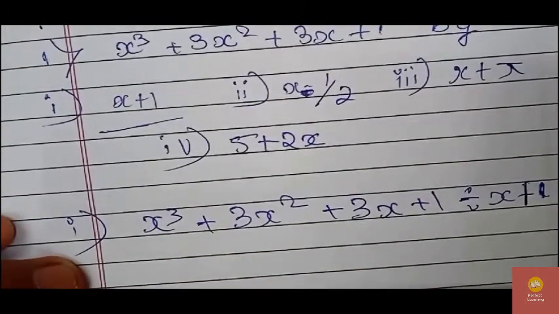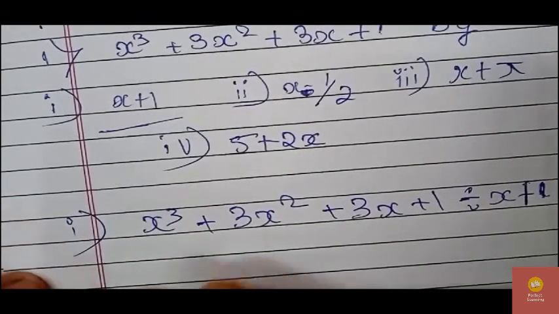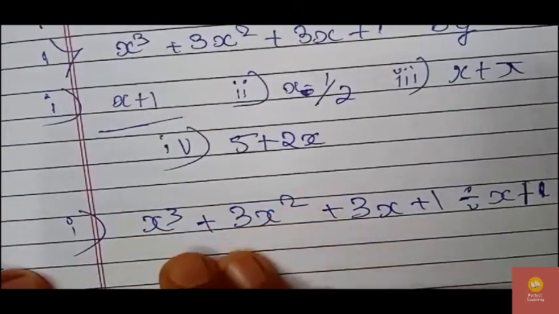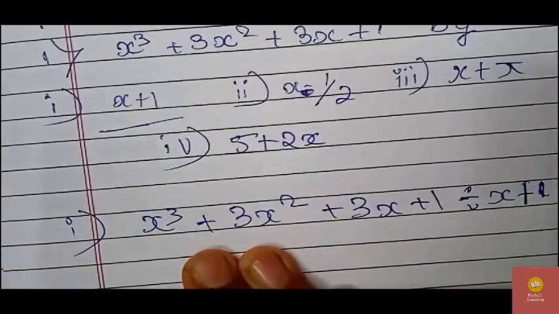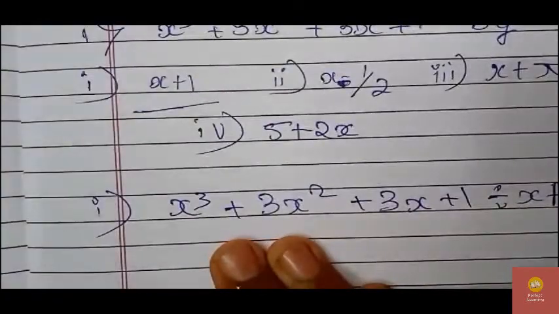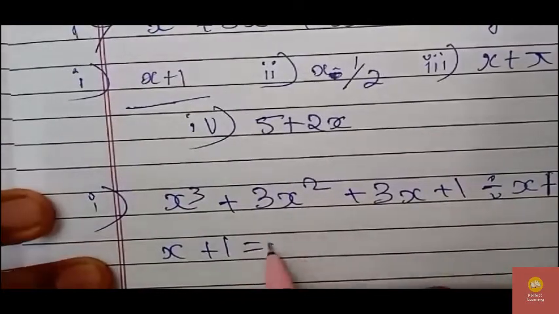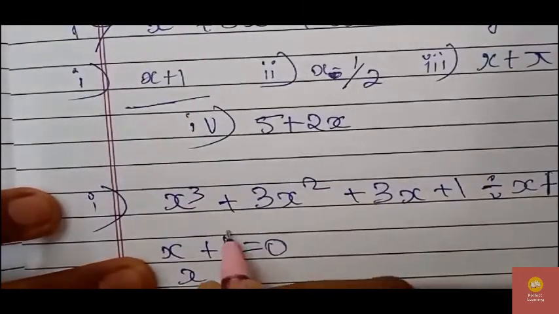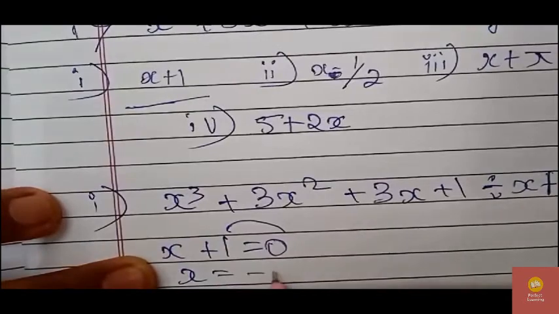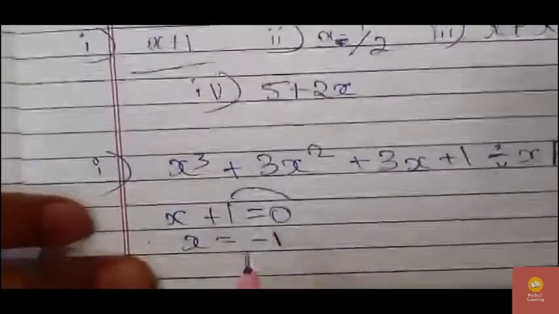I already explained how to solve problems like this using the remainder method in the previous slides. Okay, x plus 1 is equal to 0. When this plus 1 comes over here, it becomes minus 1. x is equal to minus 1.